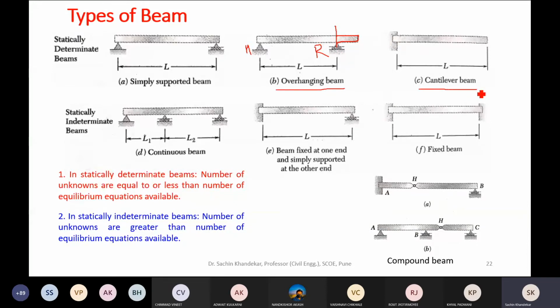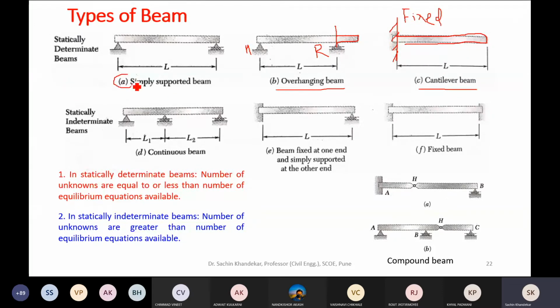Next type of support is a cantilever beam. Cantilever beam means what? Just like a porch, you might have seen a porch. In case of a porch, one end is a fixed one, so this is the fixed one and the other end is free. Please note that. This is called a cantilever beam, just like a porch, right?